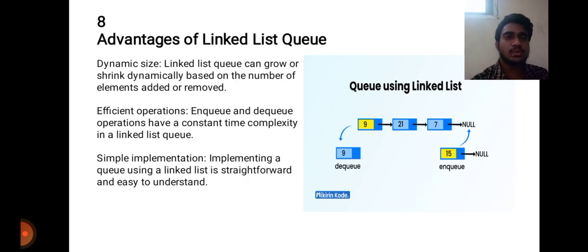Advantages of linked list queue. Dynamic size: a linked list queue can grow or shrink dynamically based on the number of elements added or removed. Efficient operations: NQ and DQ operations have constant time complexity in a linked list queue. Simple implementation: implementing a queue using a linked list is straightforward and easy to understand.